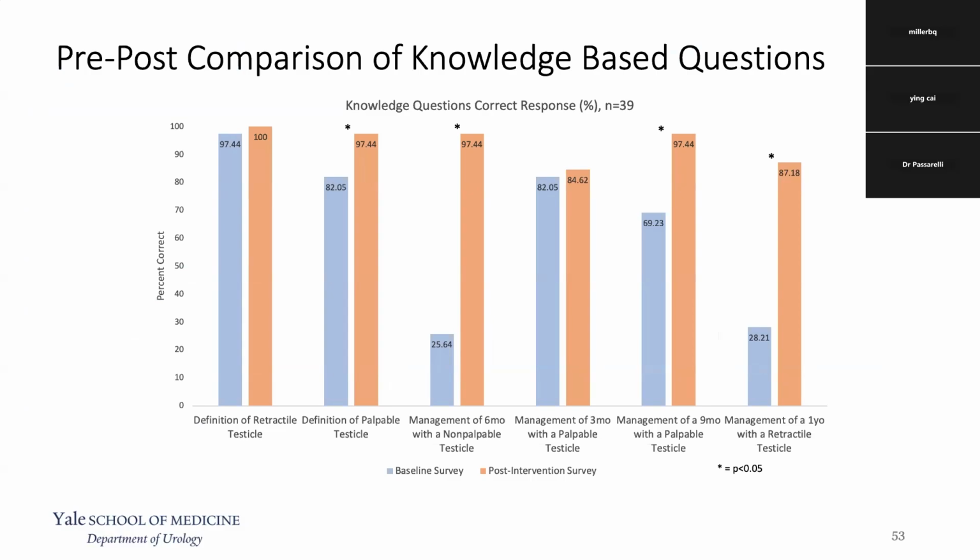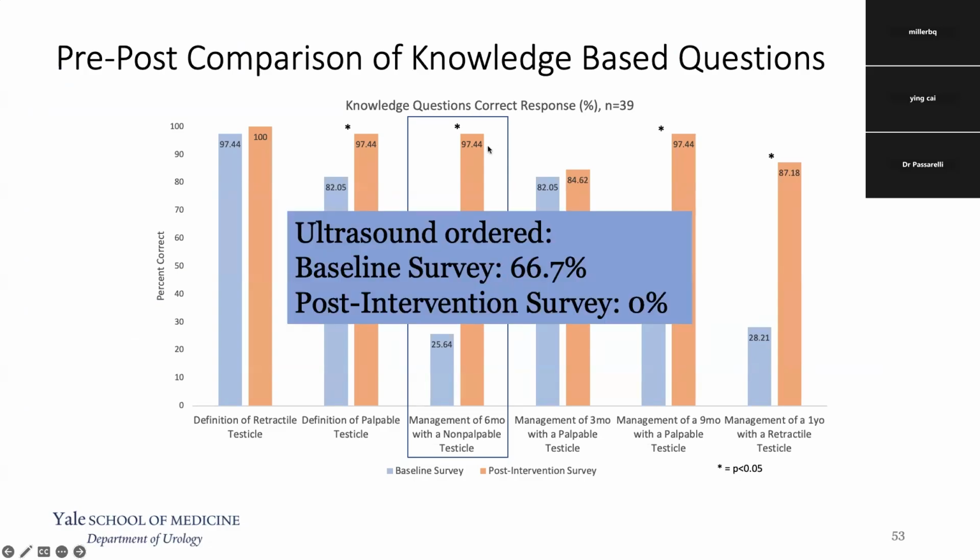So we again gave the same knowledge-based questions that we gave on the baseline survey, on the immediate post-op survey, and saw improvement in responses on almost every question. And again, focusing on the one that they did the worst at, which was the management of the 6-month-old with a non-palpable testicle, you can see they all did much better after the education than they did before. Now the ultrasound order rate went to 0 from 2/3 on the baseline survey.